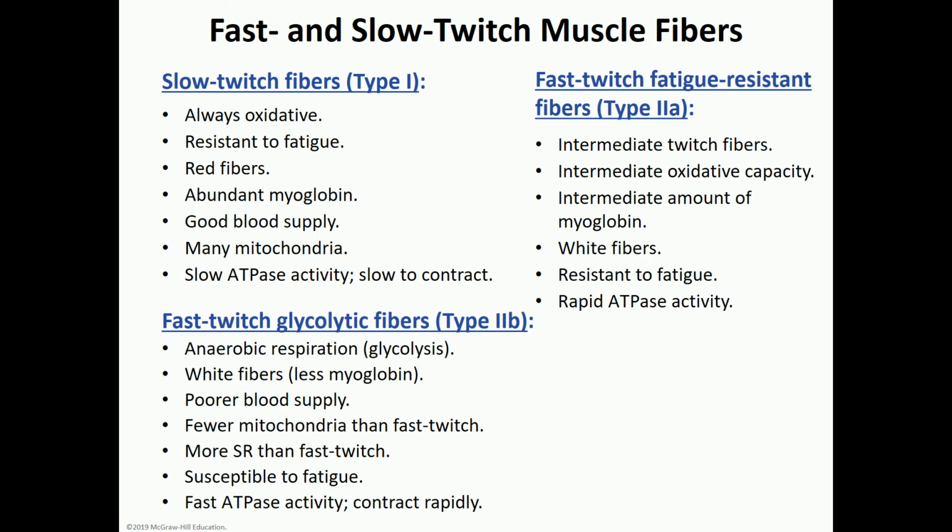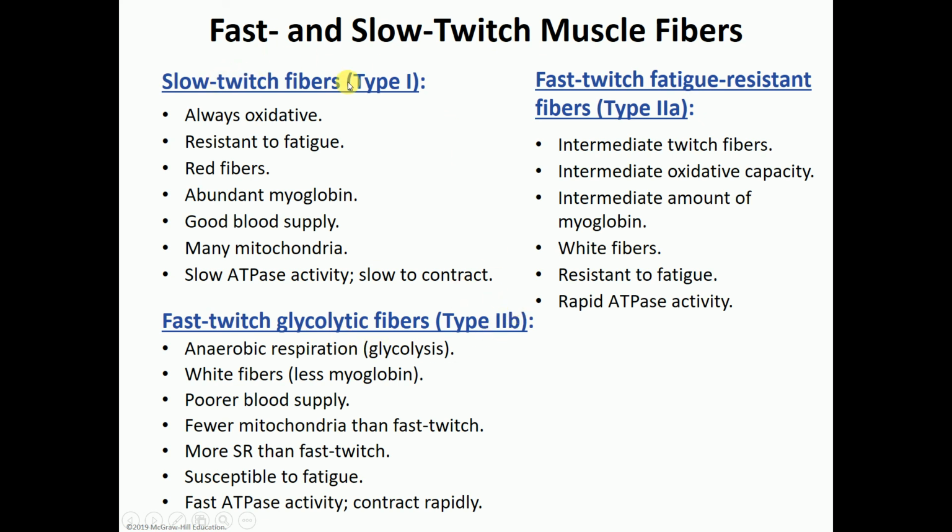Now, different kinds of skeletal muscle fibers. Remember, all of what we've been talking about throughout the chapter so far are skeletal muscles. So we have 3 different kinds of skeletal muscle fibers. There are slow twitch fibers, and those are known as type 1. We have fast twitch fatigue resistant fibers, and those are type 2A. And fast twitch glycolytic fibers, and those are type 2B.